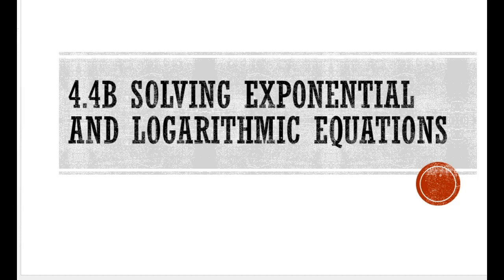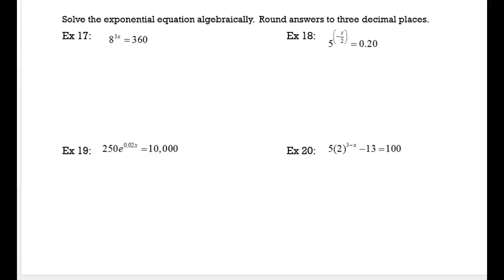All right, in 4.4b, we're just going to continue on with more examples of solving exponential and logarithmic equations. Picking up with example 17: 8 to the 3x power equals 360. What I would do is rewrite this as a logarithm. So 3x equals the log base 8 of 360. And then to get x by itself, I'm going to have to divide both sides by 3.